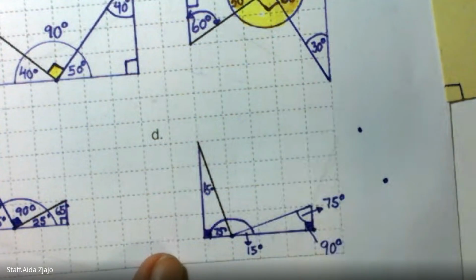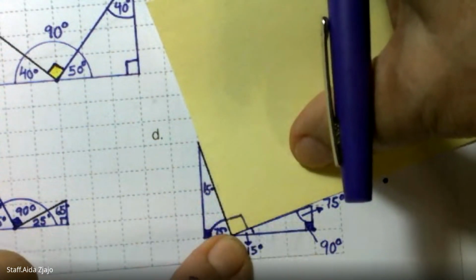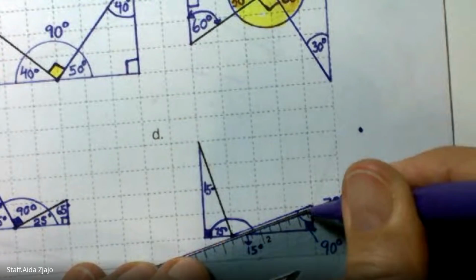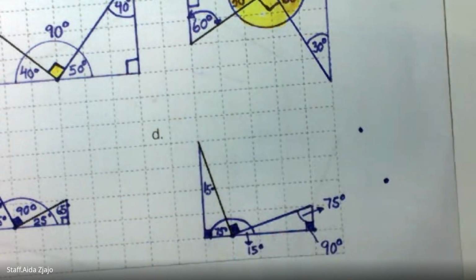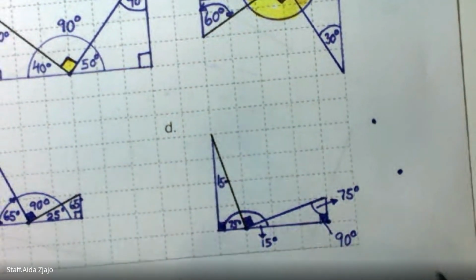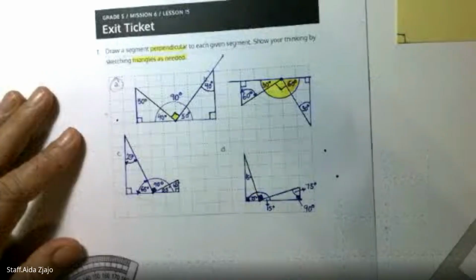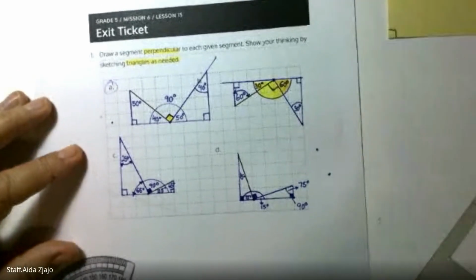So right here, we just created a line segment that is perpendicular to the given segment. So here is this one. That creates a right angle here. So 15 plus 75 is 90, and plus 90 makes 180 degrees, which is a straight line. So that's one way to do these using rules of the right triangles.